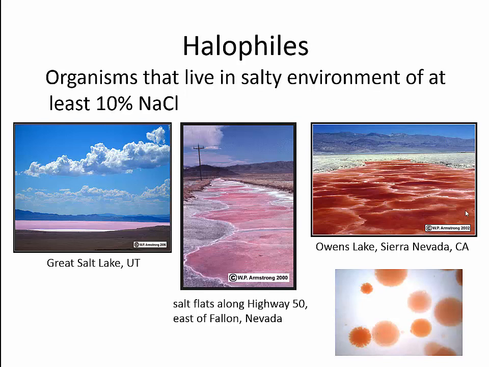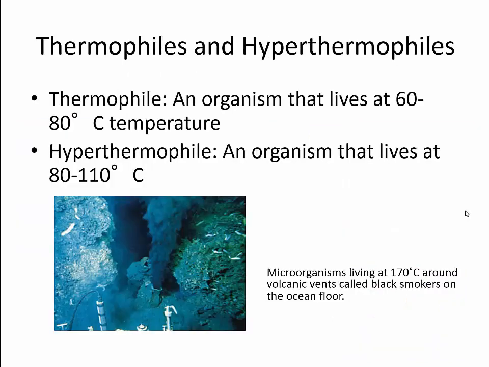In the middle picture, salt flats along Highway 50 east of Fallon, Nevada, the pink stuff, that is halophiles living in the very, very salty water. And on the right-hand side, the orangey stuff, that's Owens Lake in Sierra Nevada in California. And there's a close-up of those halophiles, those little round blobs. And so they're happy there and they thrive there.